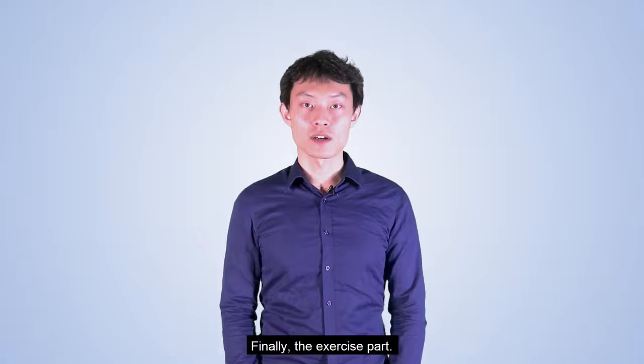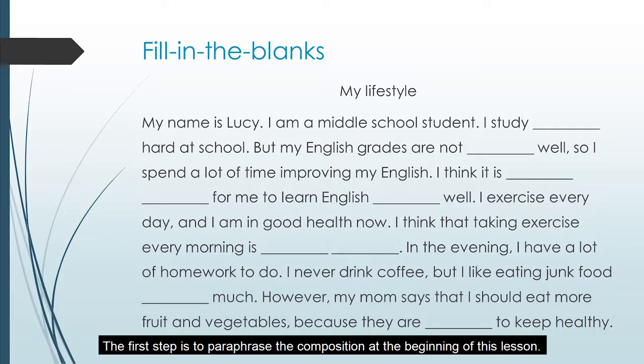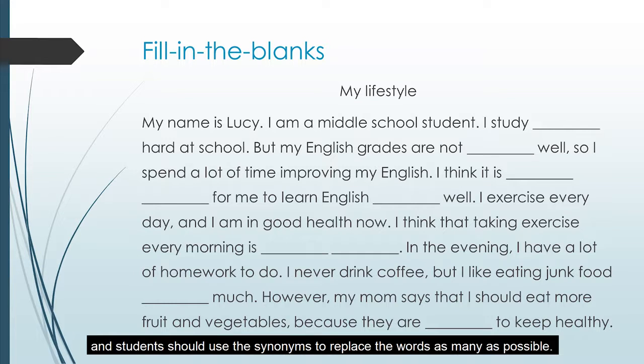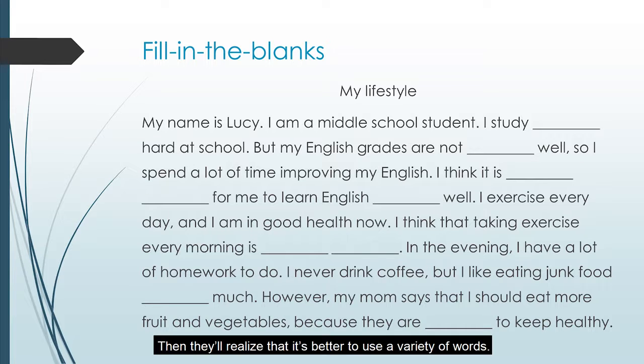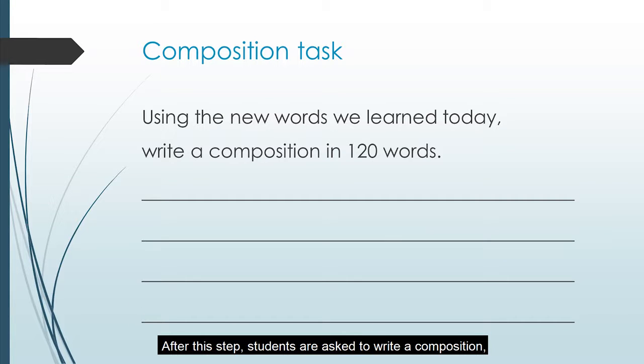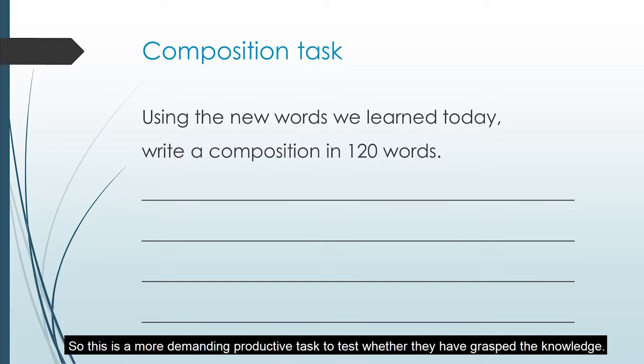Finally, the exercise part. The first step is to paraphrase the composition at the beginning of this lesson. All the important and very are now blanks, and students should use the synonyms to replace the words as many as possible. Then they will realize that it is better to use a variety of words. After this step, students are asked to write a composition, the topic of which is similar to what they have just learned. So this is a more demanding productive task to test whether they have grasped the knowledge.